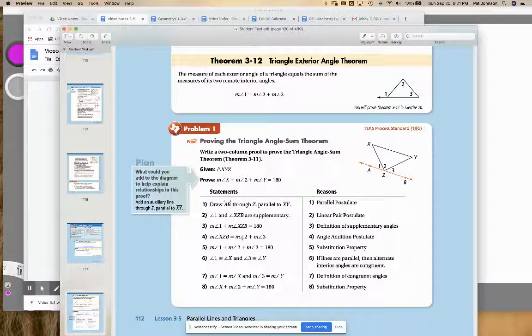So we just substituted the measure of angle 2 plus the measure of angle 3 in line 3 for the measure of angle ZB. That's here. So that was the substitution property.